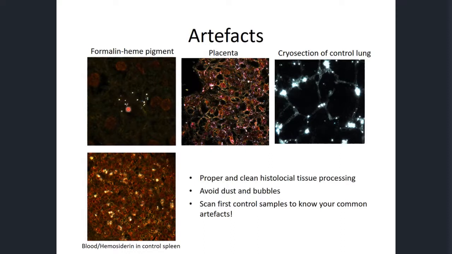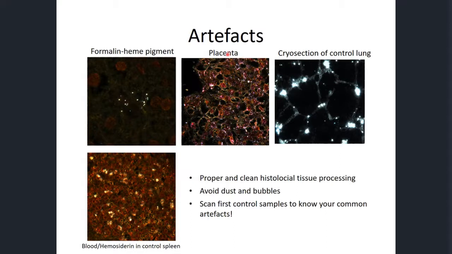It's these spotted artifacts, which can be different colors. Here you have blue, white, yellow, and it's most probably a formalin heme pigment. So it's an artifact caused from the formalin fixation.